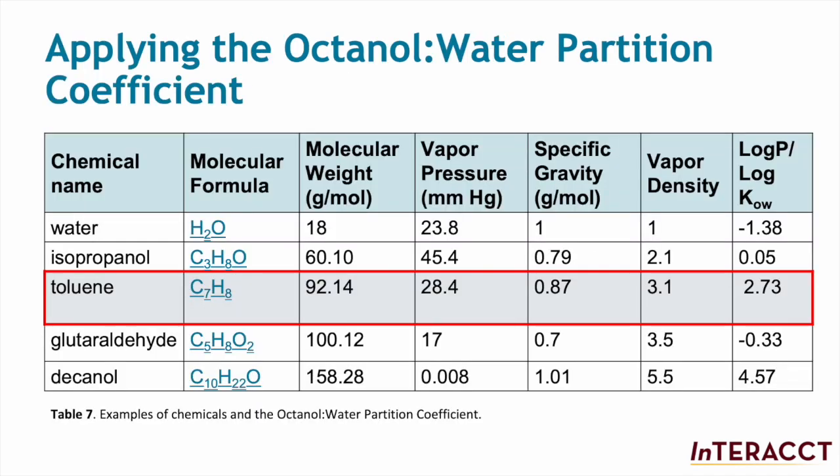The correlation between lipophilicity and uptake into the body make it useful for screening chemicals for the potential to penetrate the skin. Chemicals with log KOW values between 0.5 and 3, such as toluene shown in this table, tend to penetrate the skin.